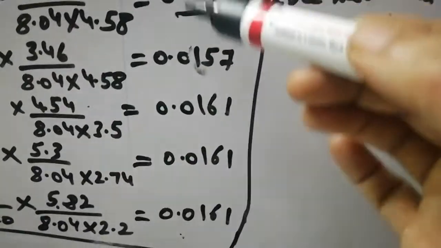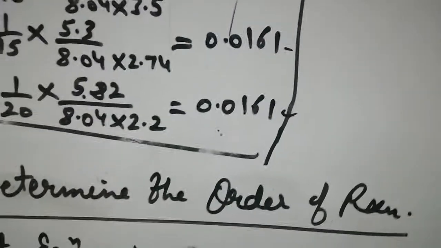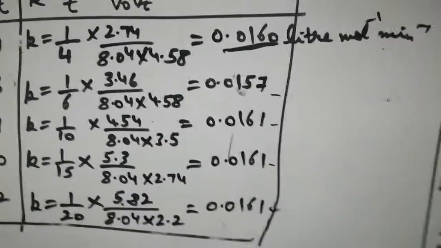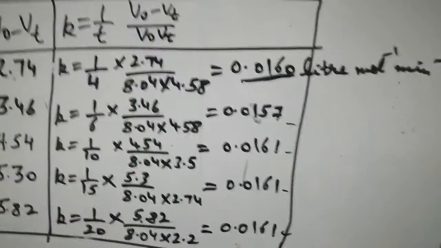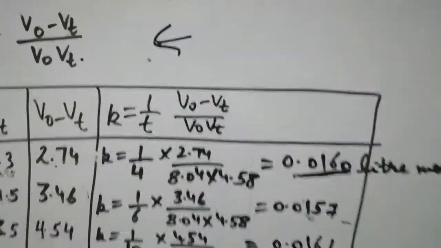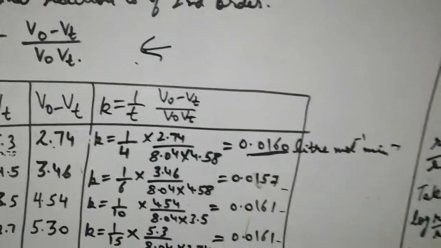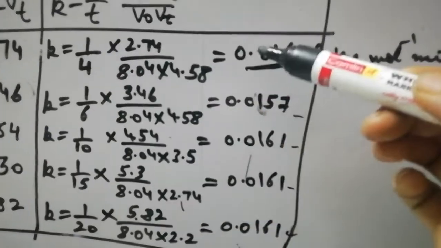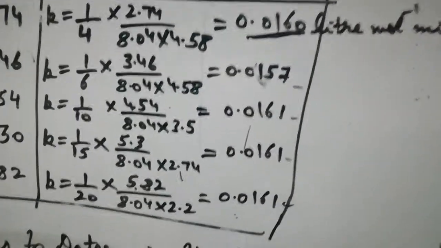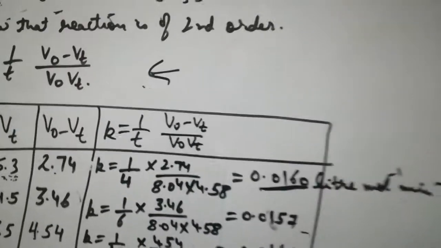So you can see that at all instants of time, the value of K is almost constant. So the value of K is constant, so you will write this down. We can see that the value of K comes out to be constant using second order kinetics. So the reaction is of second order. And to find the value of K, you will take the average of all these values of K, and that will give you the average value of K, that is the rate constant for this second order reaction.